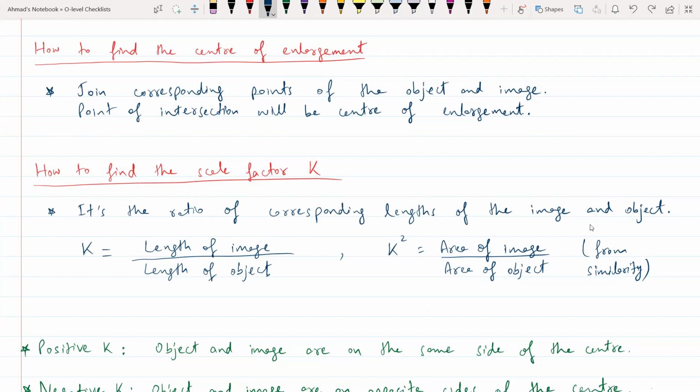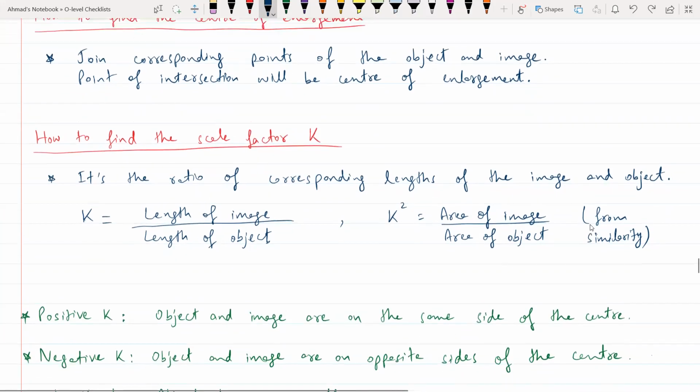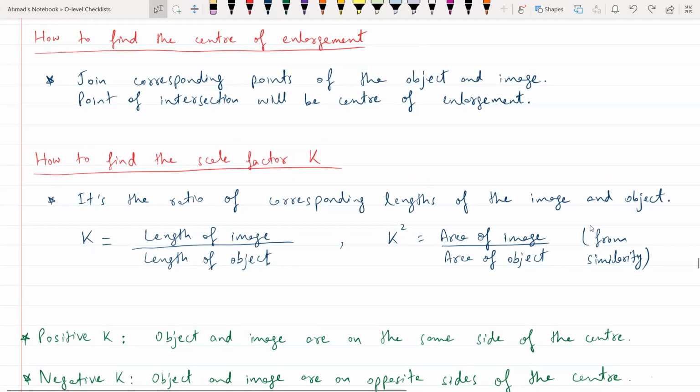And how do you find the scale factor then? या आप कोई भी corresponding ratio देख लेंगे अपने image के ऊपर और object के ऊपर, और length of image divided by the length of the object, corresponding lengths की ratio, that is going to give you the scale factor.